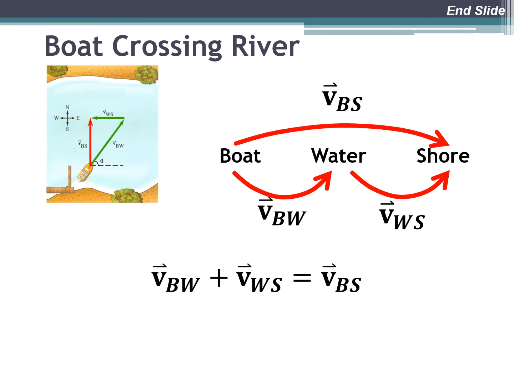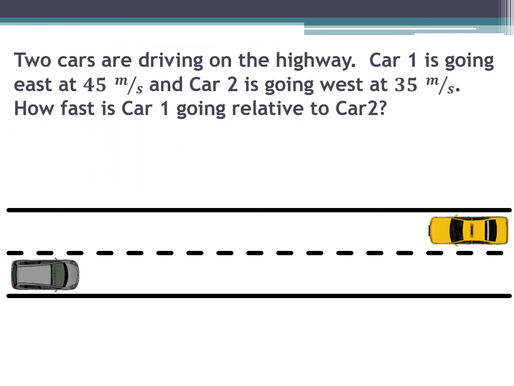So for this example, we have two cars that are driving on the highway. Car 1 is going east at 45 meters per second, and car 2 is going west at 35 meters per second. So the question is, how fast is car 1 moving relative to car 2?